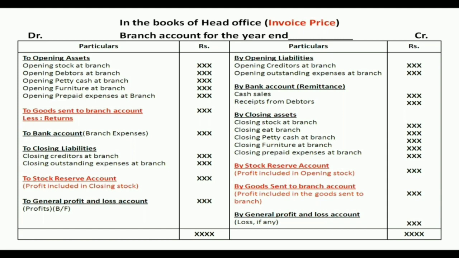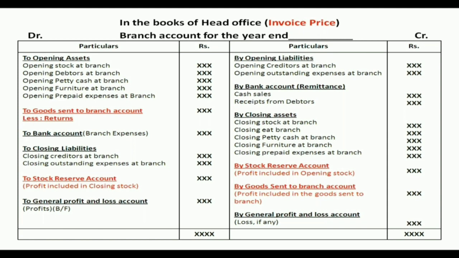This is the bank account, in which we are going to record whatever income is generated by the branch. That income will be recorded here. It may be cash sales, or it may be received from debtors, or any money received through customers. When we are considering those two, we are supposed to check whether that particular income will be handed over to head office.